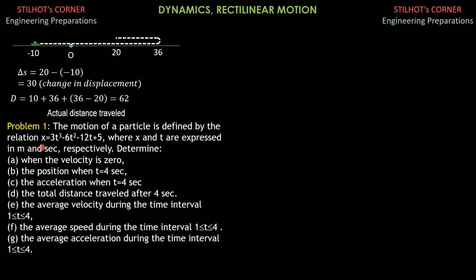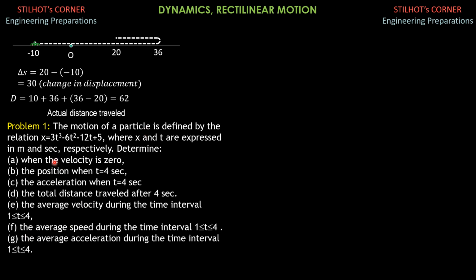However, the velocity and acceleration would not be constant. Letter B, the position when t is 4; C, the acceleration when t is 4 seconds; D, the total distance traveled after 4 seconds, beginning with 0 seconds; E, the average velocity during the time interval 1 to 4; F, the average speed during the time interval 1 to 4; and G, the average acceleration during the time interval 1 to 4.